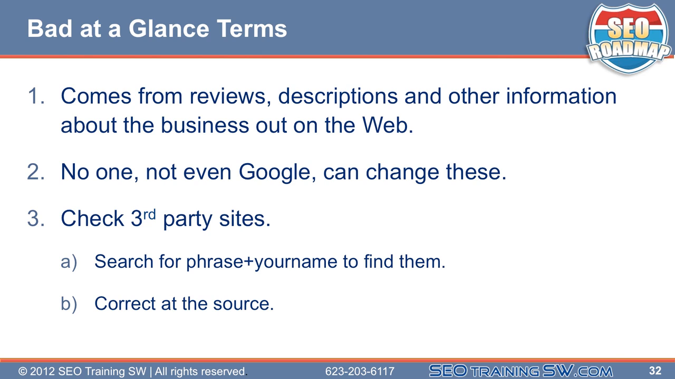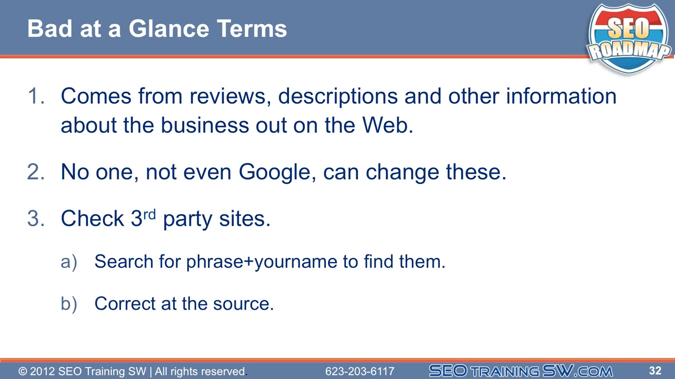Now, it might not be on the Google Places review or your Google Plus review. It might be a review somebody left you on Yelp. It might be a review someplace else, and Google's just bringing that in. Now, this is the weird part of it, guys. No one, not even Google, can change this because this would be a change to their algorithm.